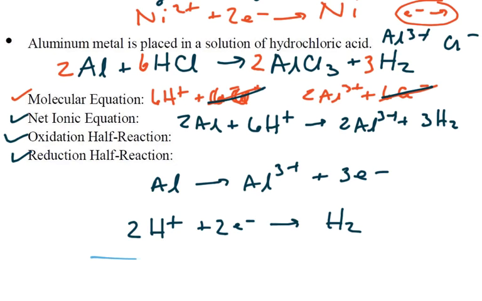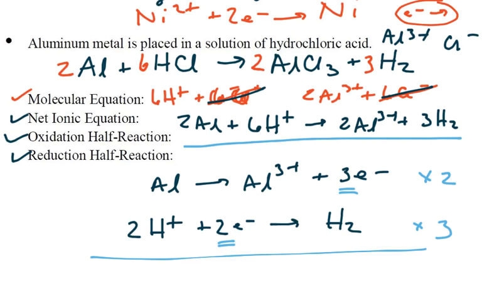Now when we want to put those together, we have to have our electrons cancel. So this 3 electrons here and the 2 electrons here are going to have to balance. So we're going to multiply this top equation all by 2, multiply the bottom equation all by 3, and that would give us 6 electrons and 6 electrons which cancel, and then we would end up with our net ionic equation. You can see what happens. We would have 6 H pluses turning into 3 H2s when we multiply everything by 3. When you multiply the other part by 2, we get 2 aluminums and 2 Al3 pluses. So that's our molecular, net ionic, and oxidation and reduction half reactions. That's it.